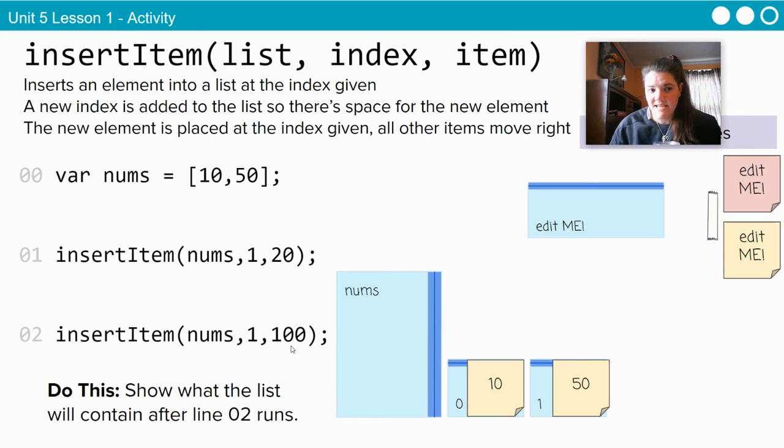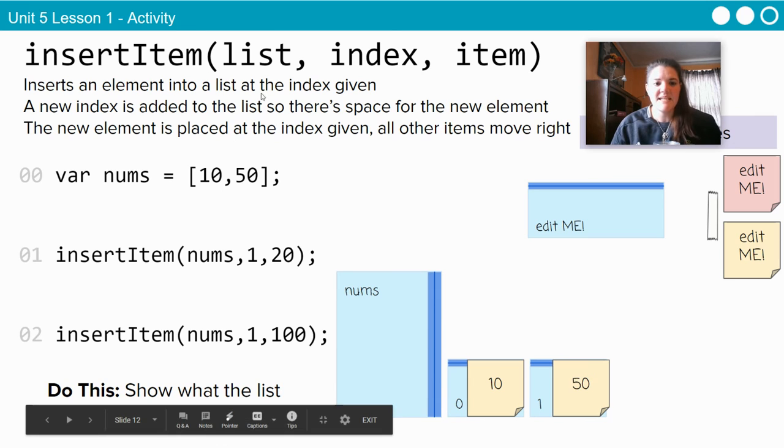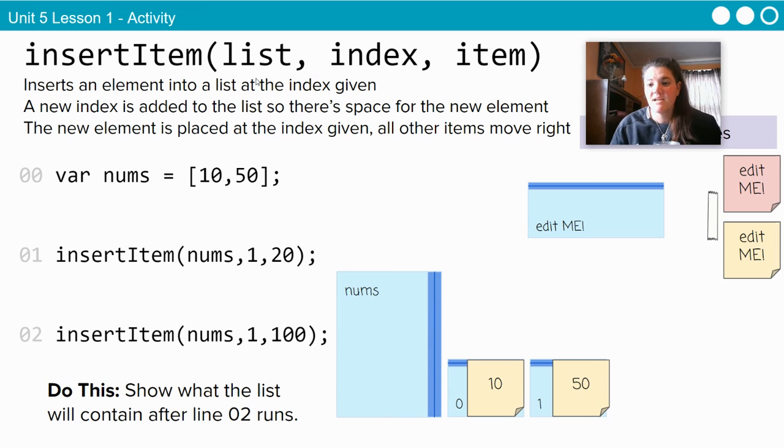The last command is the insert item command. Insert, you need to tell it the index because it's going to put it in a specific place in the list. So it's going to split the list open, pull it apart, and put it in there.